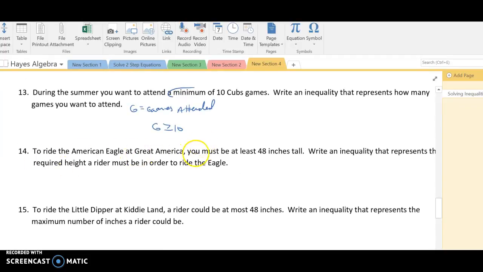So to ride the American Eagle, you must be at least 48 inches tall. So if H represents your height, right, I'm going to say the minimum height, you have to be at least 48 inches, which means your height must be greater than or equal to 48.